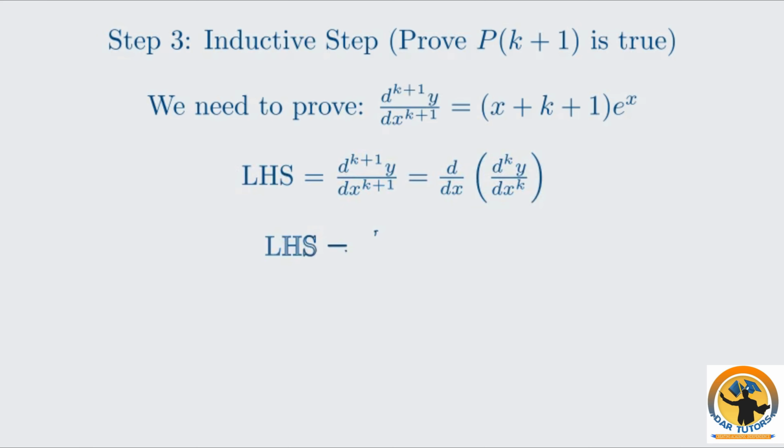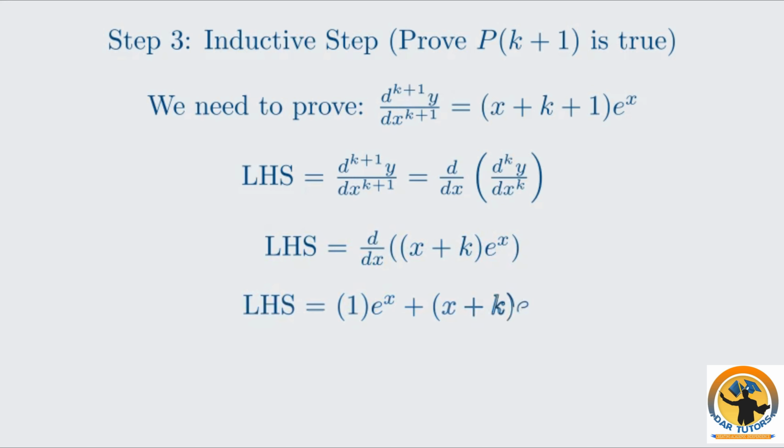This gives us the derivative with respect to x of the quantity x plus k times e to the x. We differentiate this using the product rule. The derivative is 1 times e to the x plus the quantity x plus k times e to the x. Now, we can factor out the common term, e to the x. This simplifies to e to the x times the quantity 1 plus x plus k, which is the quantity x plus k plus 1 times e to the x. This is exactly the right-hand side we were trying to prove.